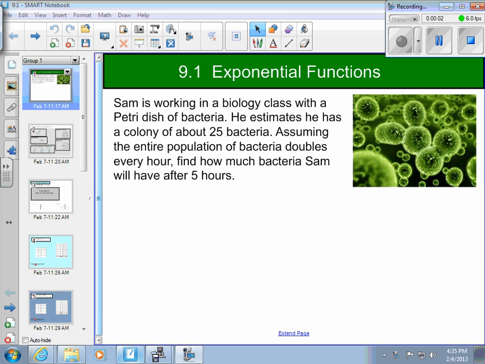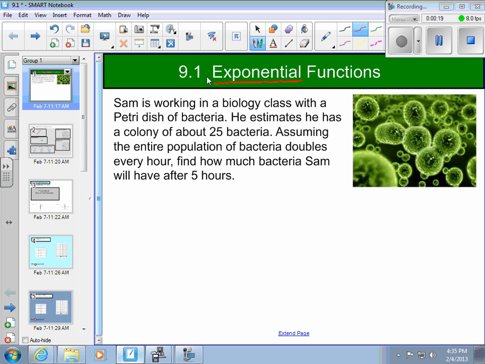Today we're going to look at our last chapter of Try 2, and we're going to be looking at exponential functions this chapter. This first question is an example of something that is growing exponentially, or an exponential function.